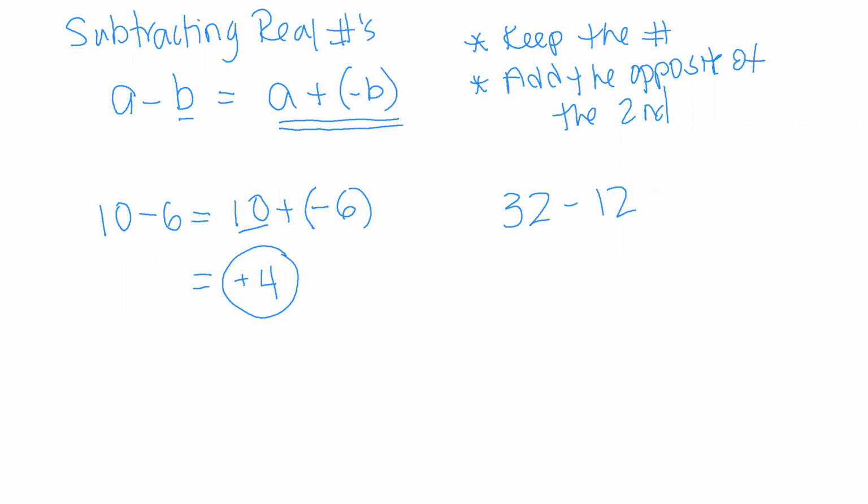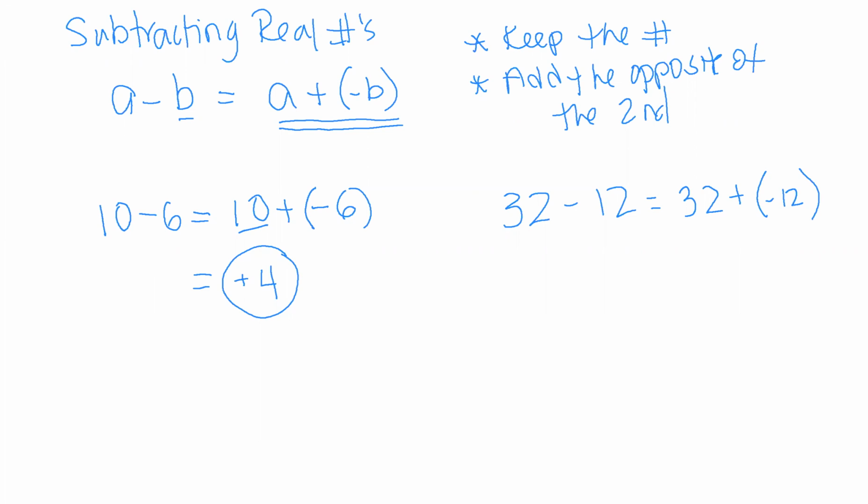32 minus 12. Well, we already know that 32 minus 12 is going to be positive 20. That's something that we can all easily do in our head or with a little quick side work. But let's go ahead and practice this process of converting subtraction to addition. The first number stays the same, and then instead of subtracting a positive 12, I'm going to add a negative 12. So just like in the previous example, I've got addition of two numbers that have different signs.